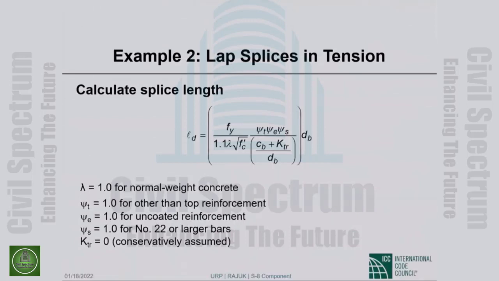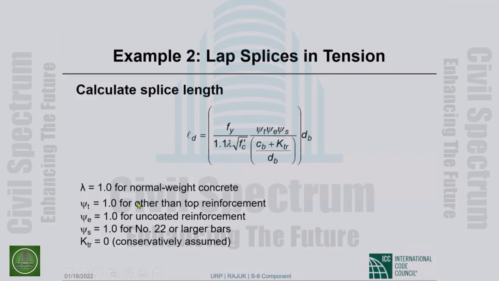Okay. Now, in order to calculate splice length, you have to calculate development length. Remember, for class A splices, the lap length is the development length. For class B splices, the lap length is 1.3 times the development length. The development length is given by this expression. And I don't know how necessary it is.